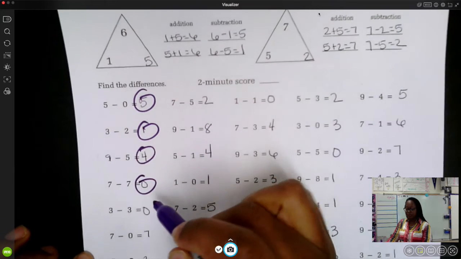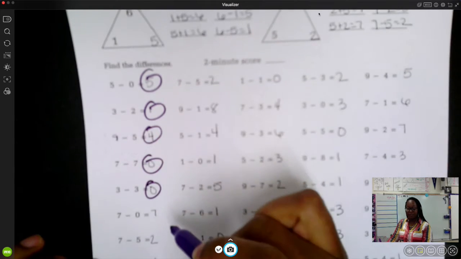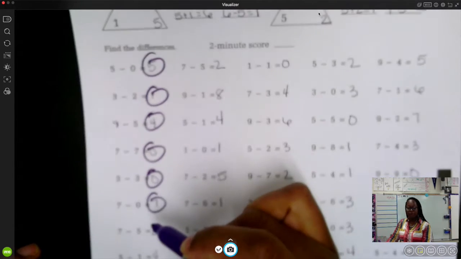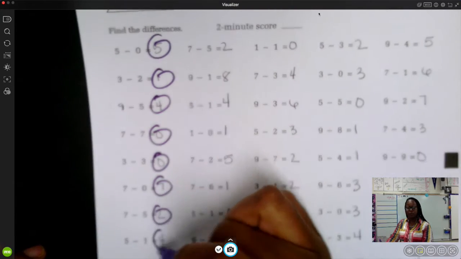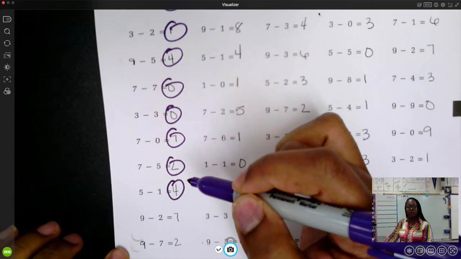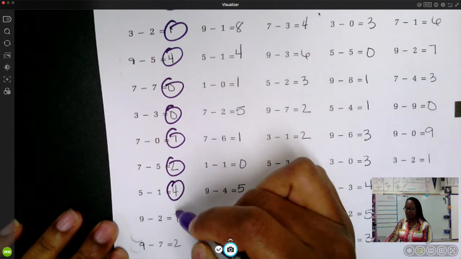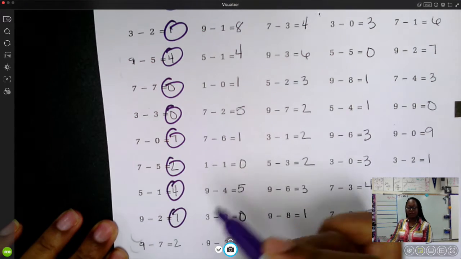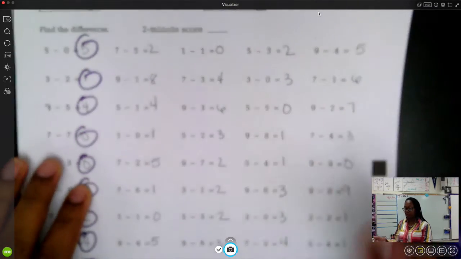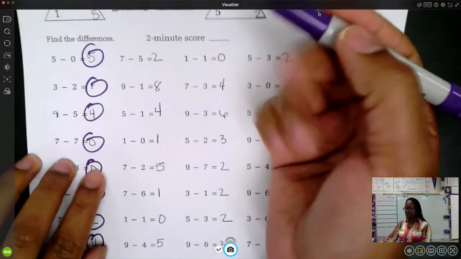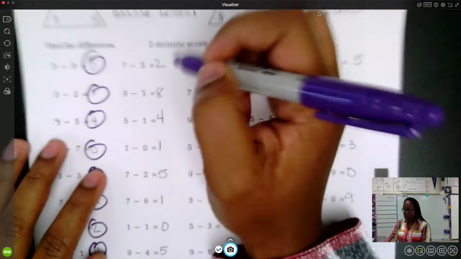3 minus 3 equals 0. 7 minus 0 equals 7. 7 minus 5 equals 2. 5 minus 1 equals 4. Moving down, 9 minus 2 equals 7. 9 minus 7 equals 2. Moving over to the next column, 7 minus 5 equals 2.